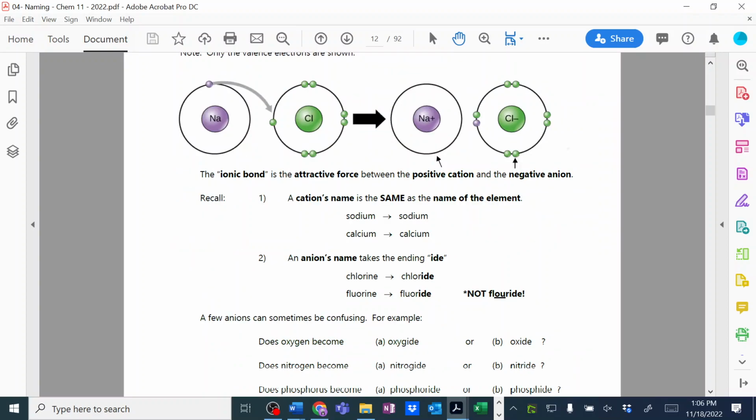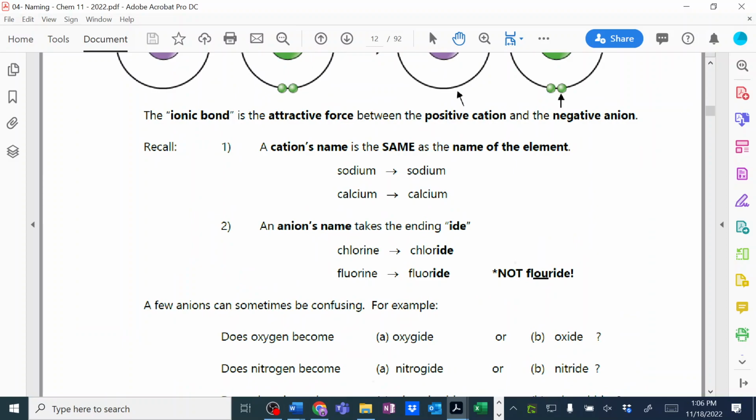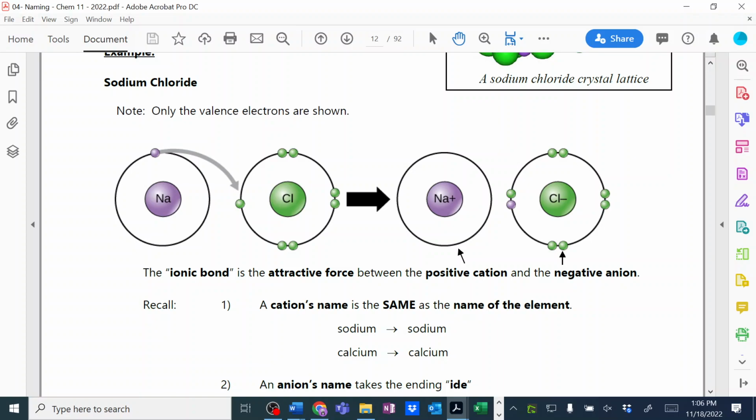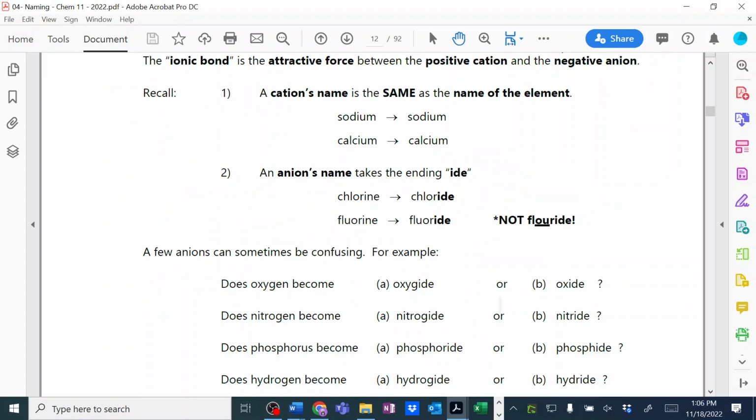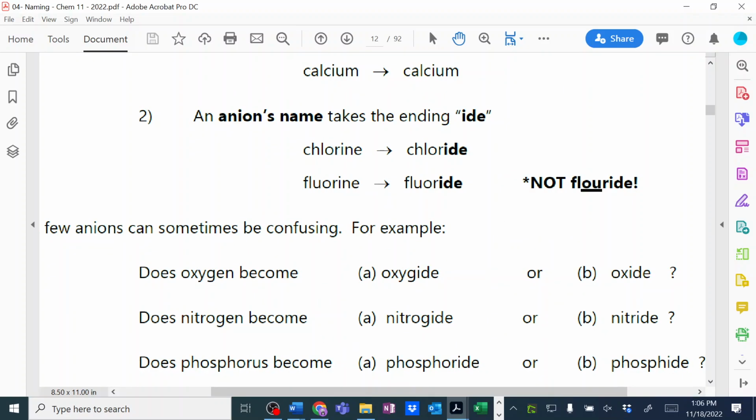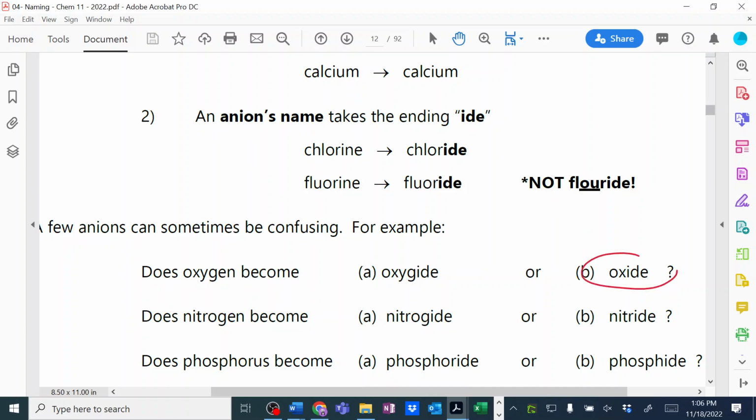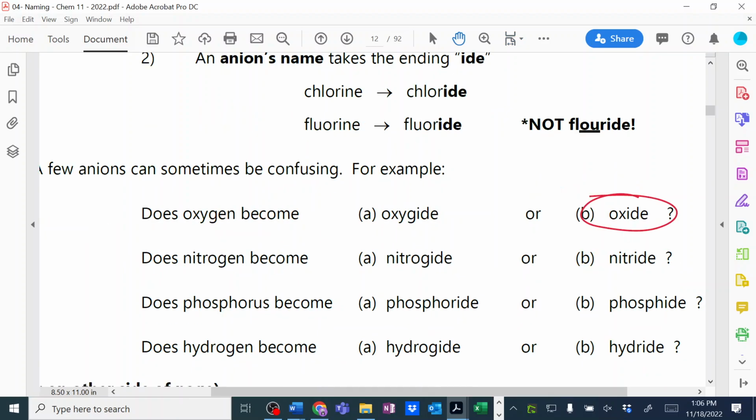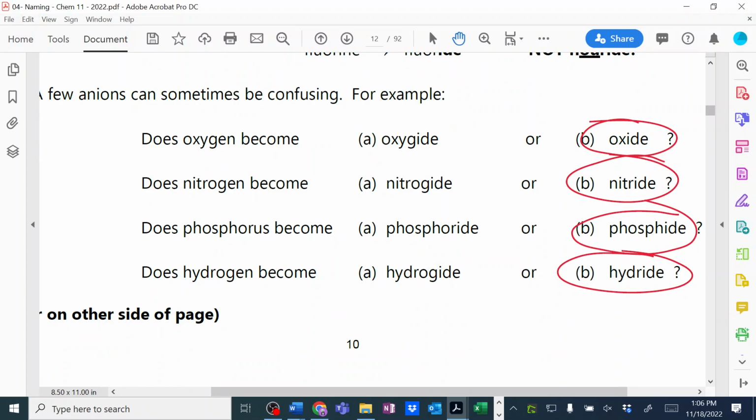So all you have to do in order to name these, what happens to the name of a negative ion? It gets "-ide", so it's sodium chloride. And does oxygen become oxygenide or oxide? Does nitrogen become nitrogenide or nitride? Nitride. Phosphorus, phosphoride or phosphide? Phosphide. Hydrogen, hydrogide or hydride? Hydride. Okay.